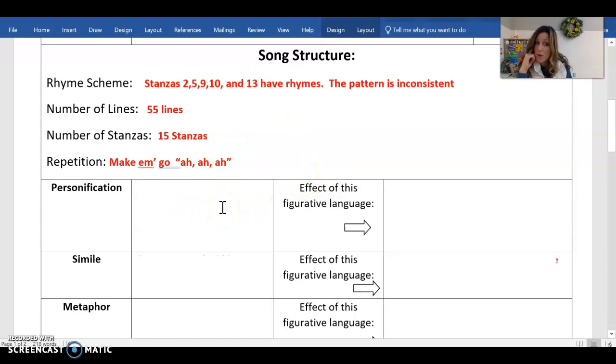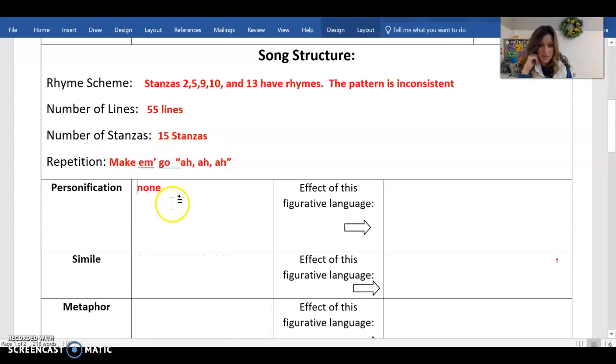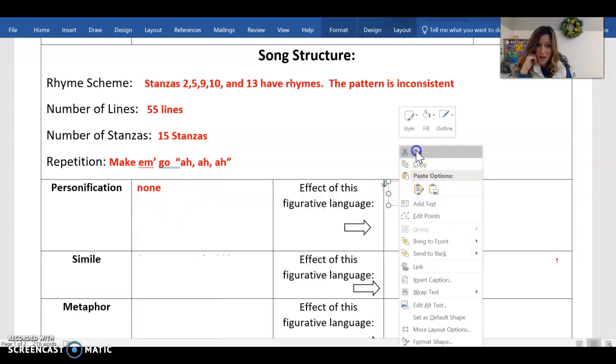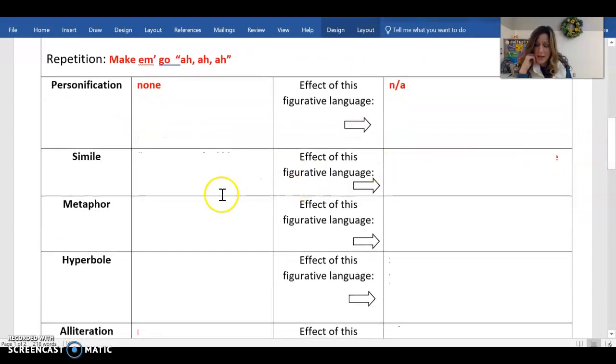So these are all the components that we've learned up until this point. So let's take a look at personification, okay? The personification, you know what, there's not any. So it's really, there's nothing here. So I put over here not applicable because that means there's none, okay? If there isn't any, you can't make it up, all right?